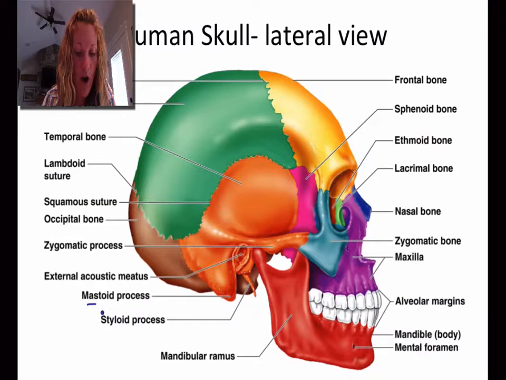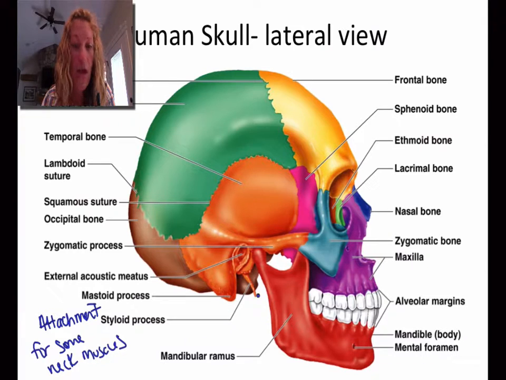Okay, so the mastoid process provides an attachment point for some neck muscles. Muscles are going to attach to bone, and the mastoid process is an attachment point. Similar to the mastoid process, we have the styloid process. The styloid process is this sharp, needle-like structure, and this is also going to provide an attachment point for other neck muscles as well.